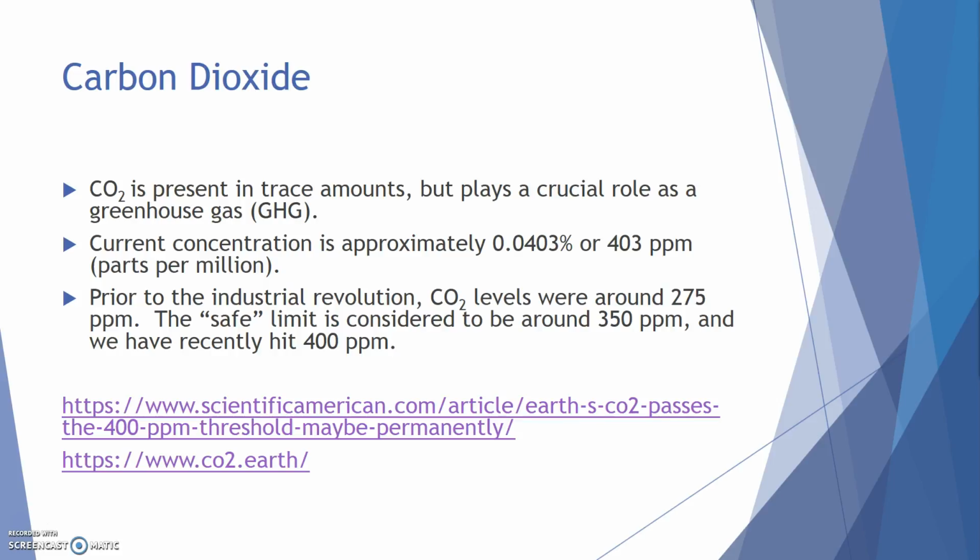The safe limit for CO2 in the atmosphere was considered to be around 350 parts per million. We've recently hit 400, which is what is kind of being thought of as a threshold of no return. Right? We're never going to be able to recover from this. We've hit 400 ppm, and we're never going to really be able to bring the concentration in the atmosphere back down to a place where we're not contributing to global climate change, and where humans aren't having this profoundly negative effect on the environment.